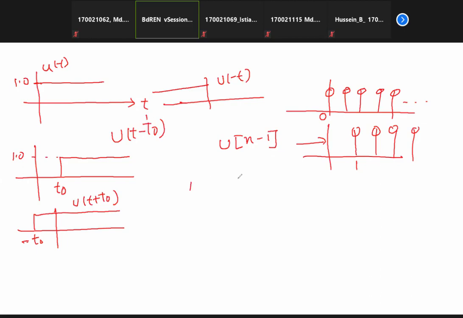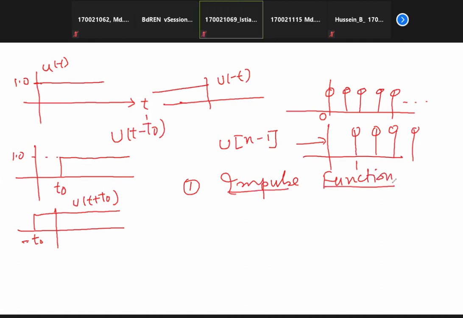We call it the impulse function. Have you heard about it? Yes, sir. Okay, in which subject? Circuit 2. Yes. Your impulse function is actually, you represent the impulse function in this way, and it has a magnitude equal to infinity.